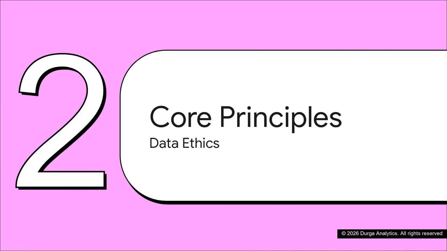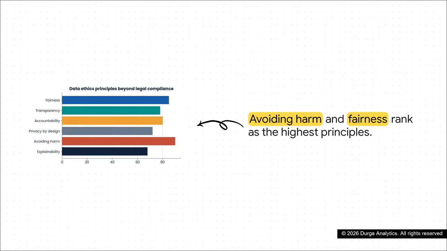Let's translate this philosophy into action. We need to look at the principles that leading governance programs actually use every single day. Interestingly, data from Durga Analytics shows that avoiding harm and fairness consistently rank as the highest data ethics principles. They extend significantly beyond what the law strictly requires, like basic privacy by design. So let's walk through exactly what each of these core principles means in practice for your enterprise.